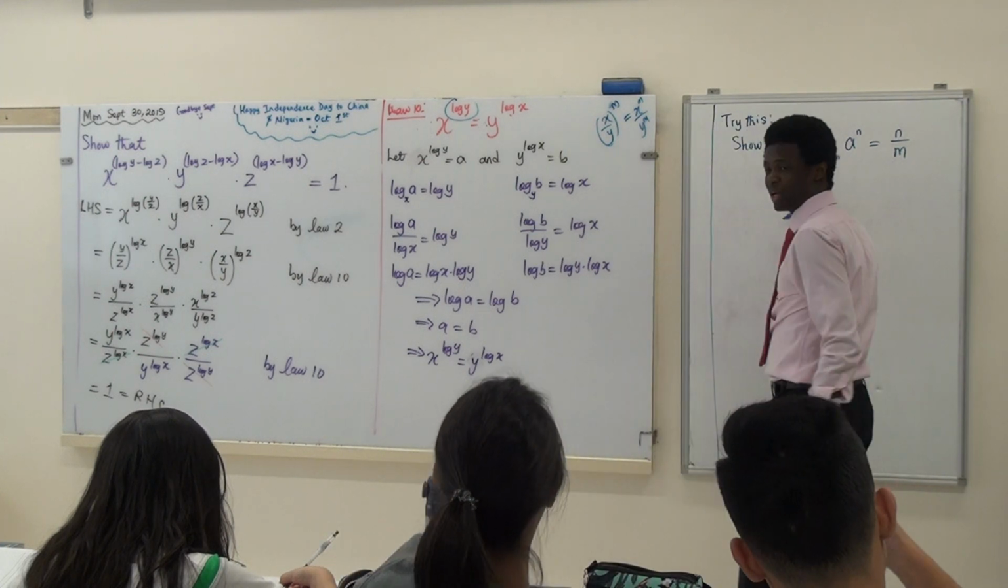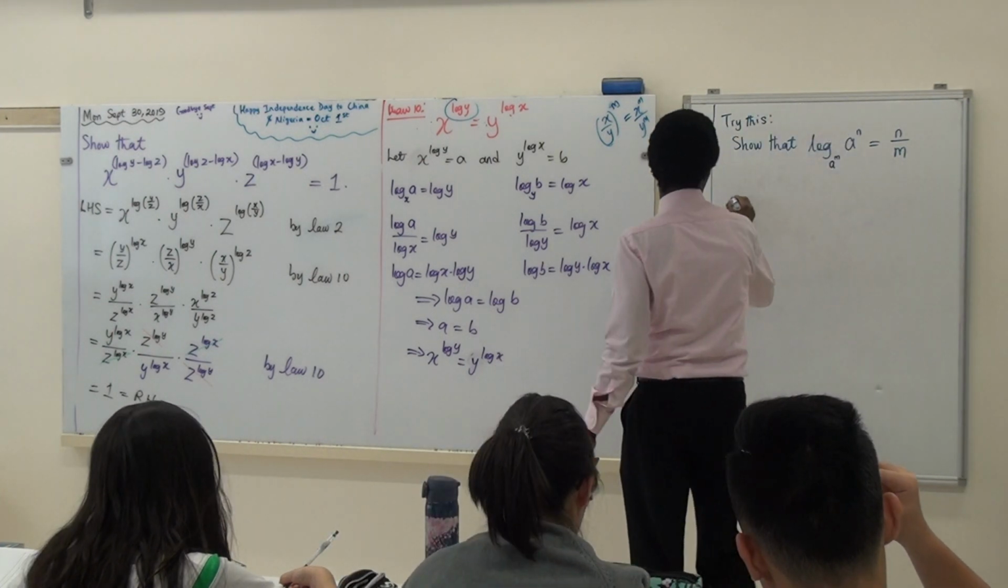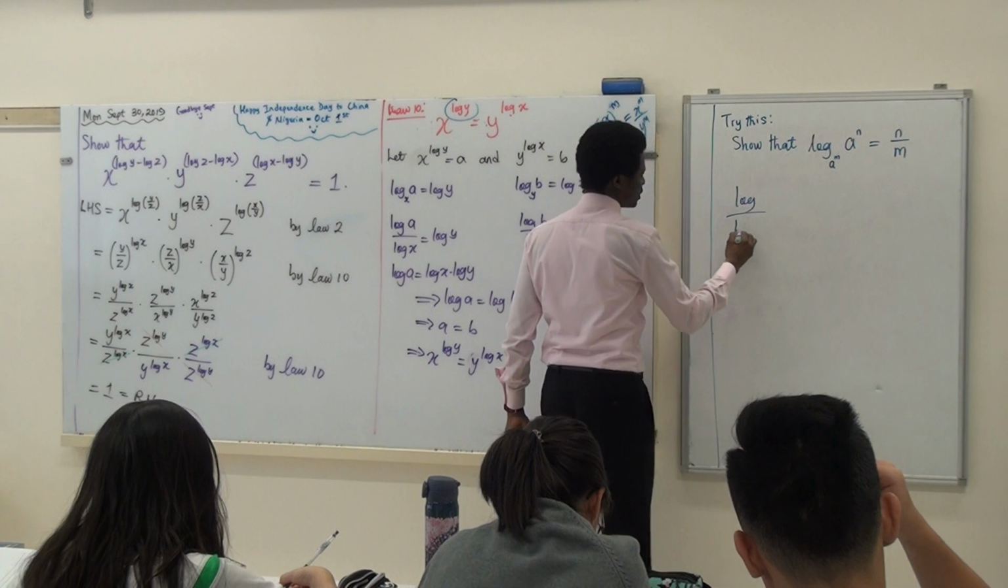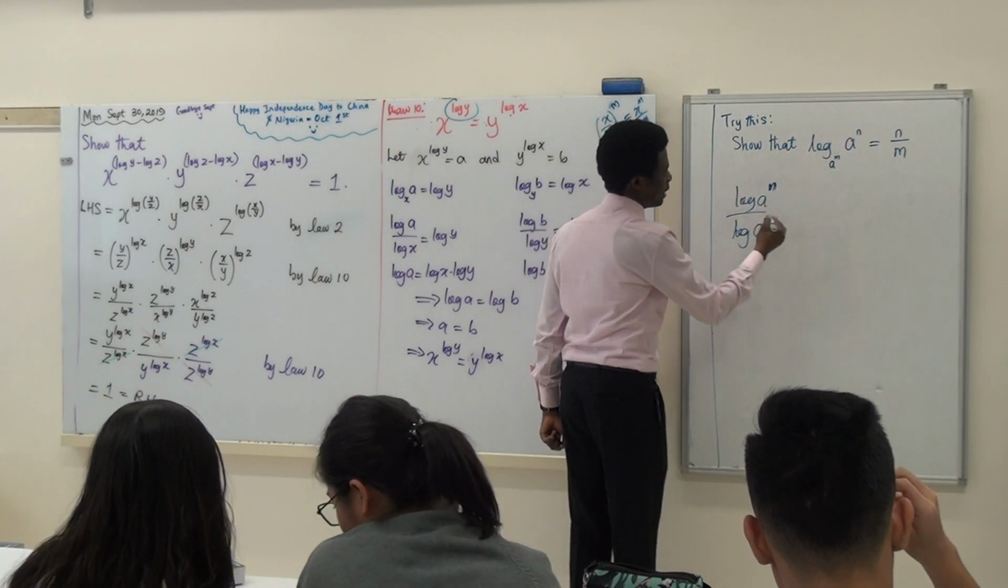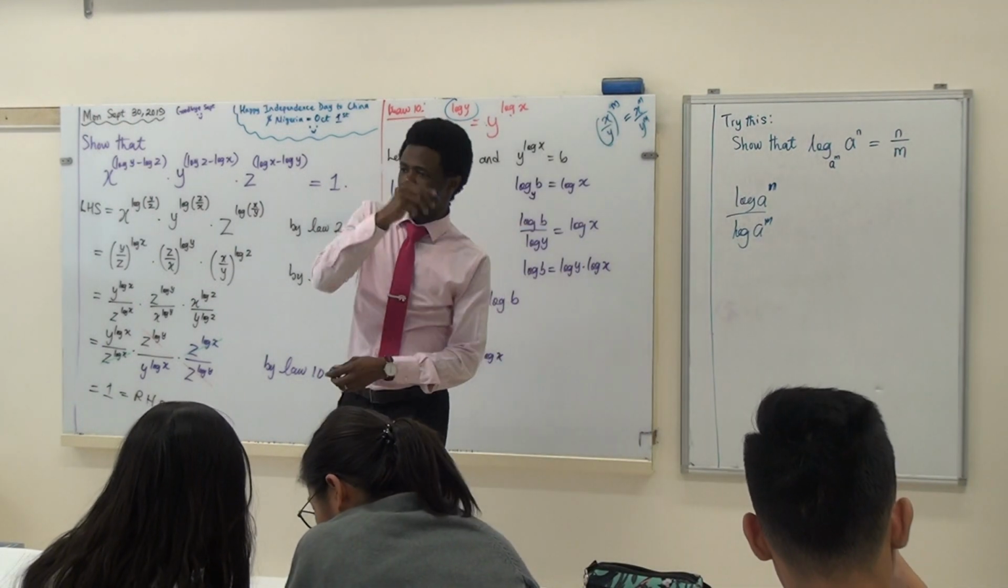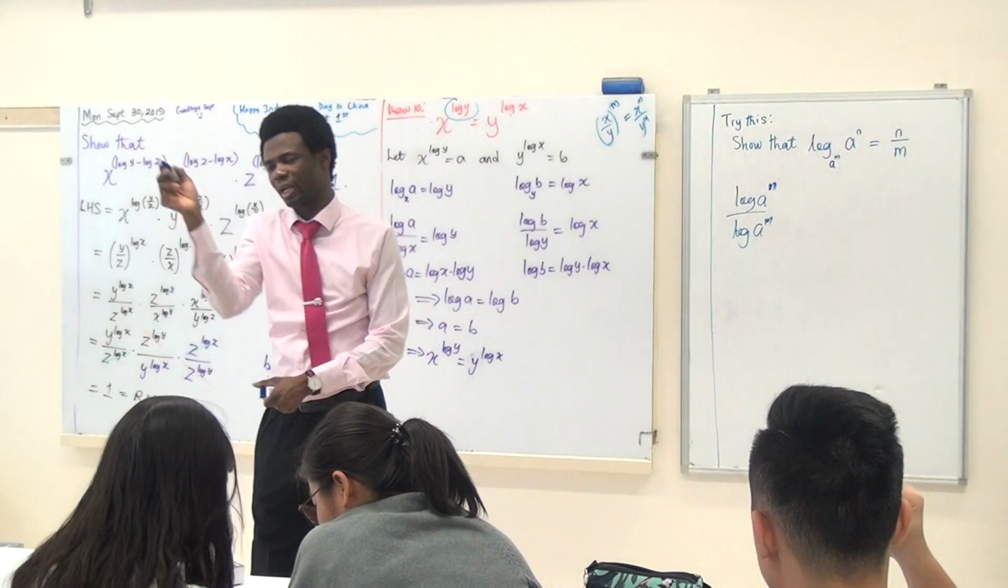So change the base, right? That's what most of you did. Okay, so log something, log something. So this is a to power m, and this is a to power m, and that's it. And m comes to the back, then log a cancels the a.